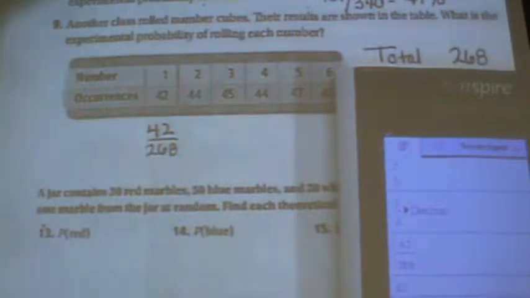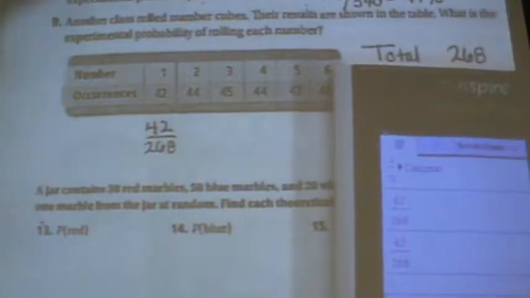42 out of 268. Now, you could reduce that fraction to 21 over 134, and then hit Menu, hit Actions, whoops, I keep wanting to do, hit Number, convert to a decimal, and then hit Enter. So it's about, what did you get? Did you get 15.7%? Yes or no?